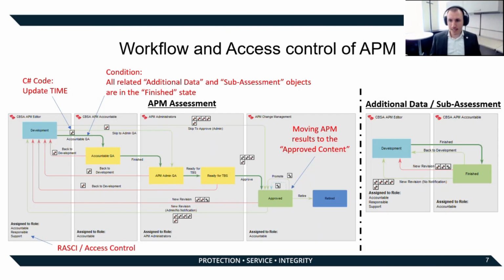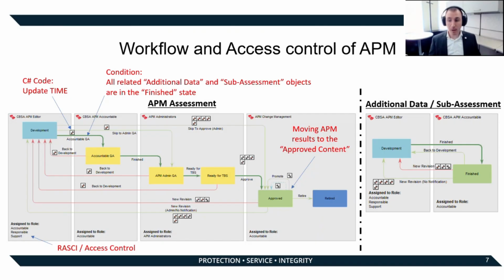The available transitions from the states to others have special conditions and actions. The condition to be able to transit from that state to another state requires all additional data and sub-assessment objects to be in the finished state. So you cannot transit the whole APM assessment to the next state if all the sub-assessments and additional data within are not finished. It will be impossible to do it.